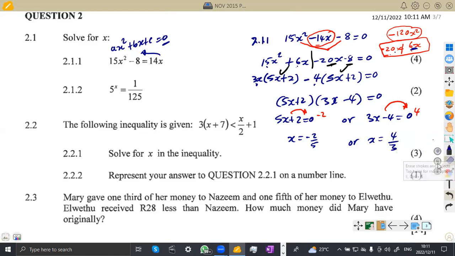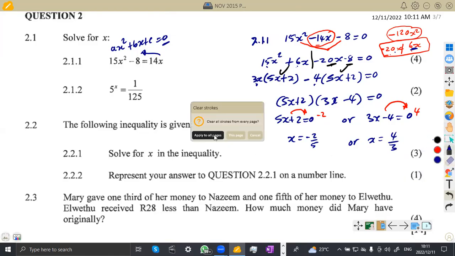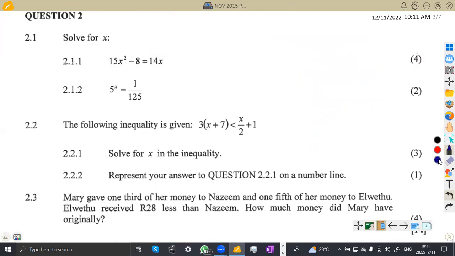We worked it properly. Let's check the other part of the question, that is 2.1.2, where we are given 5 to the exponent of x is equivalent to 1/125. Okay, so these are actual indices, exponents. We know that if you're dealing with exponents, we're supposed to write in the same base. So 5 to the exponent of x is in simplest form.